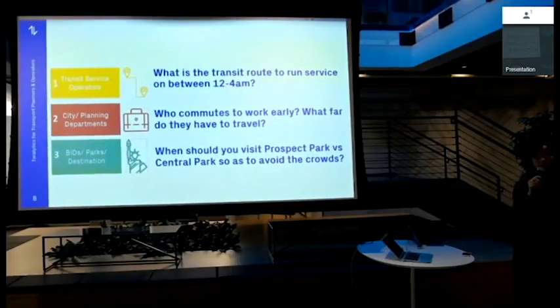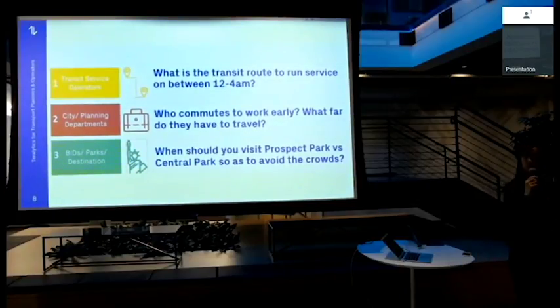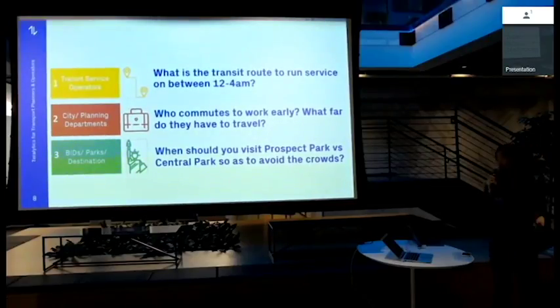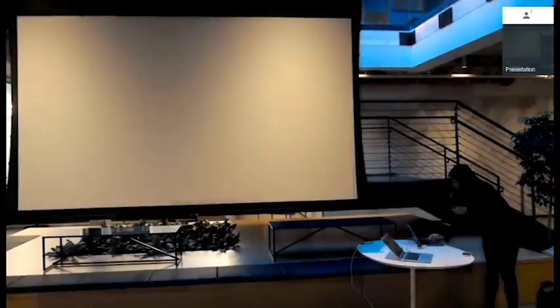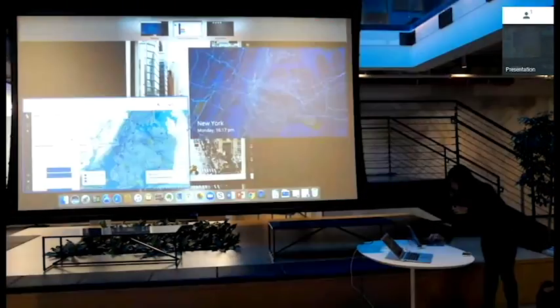And the third is more personal. I know a lot of transit techies through biking. I often think about where I should bike in the morning so I'm avoiding the crowd. So the third question is: when should I visit the park, and which park should I visit to avoid the crowds? So with your answers formulating in your mind, I'm going to jump to the demo.